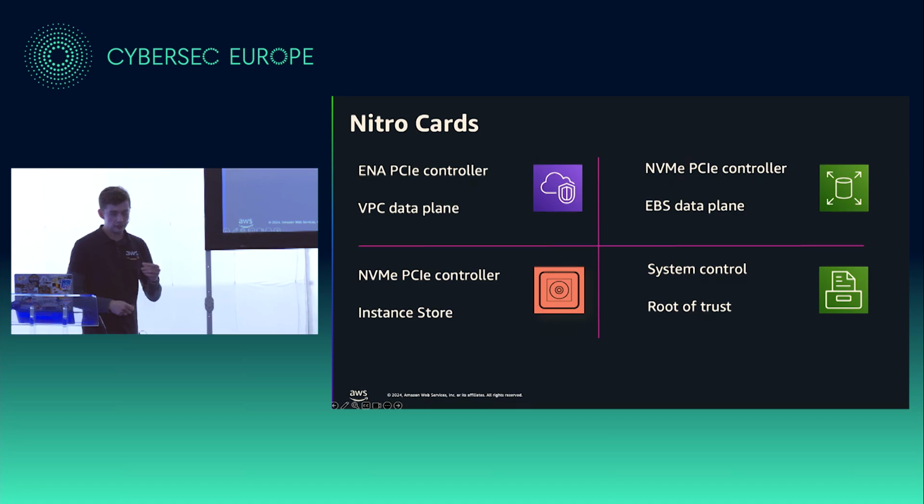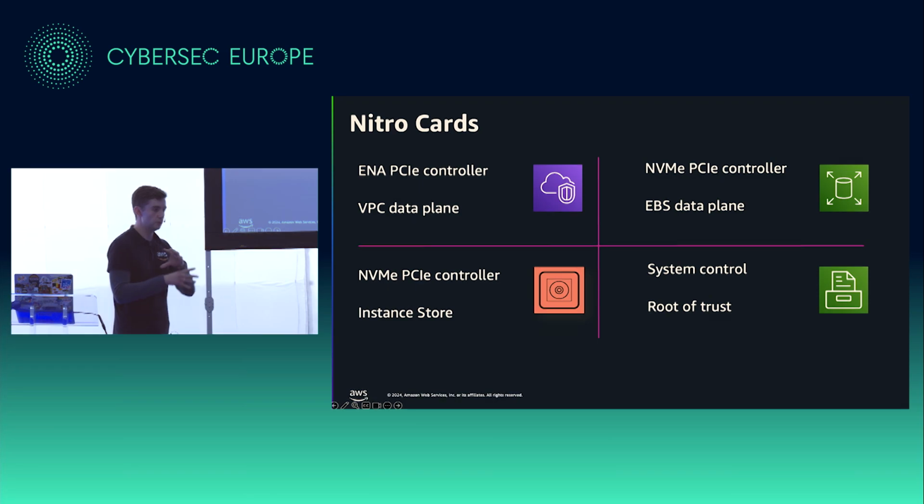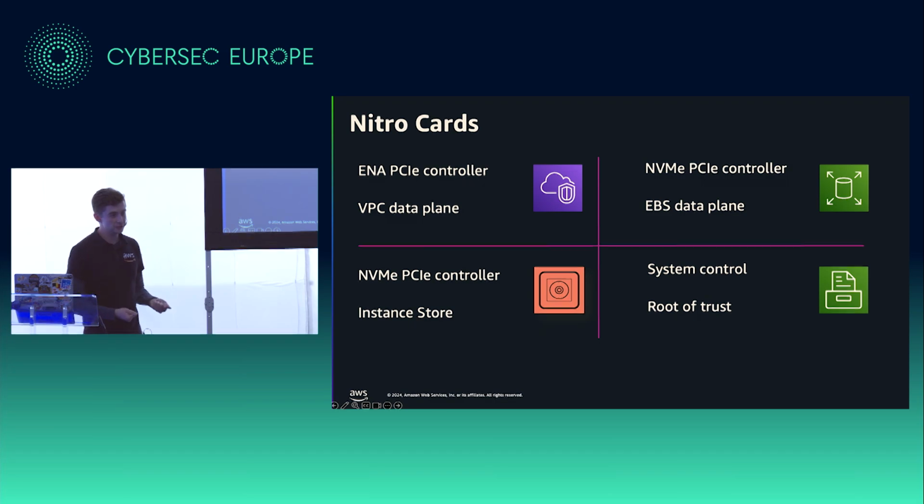The Nitro cards we said here, we'll talk about 4 main ones. I mentioned them before. Data plane control. So this is when we're talking from the virtual machine out to the network. The NVMe PCIe controller. This is talking to any block storage that you have associated with the device itself, or virtual machine, I should say.